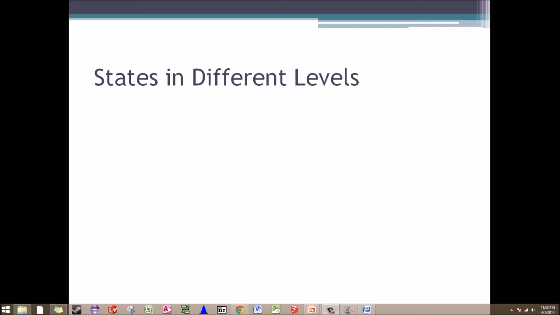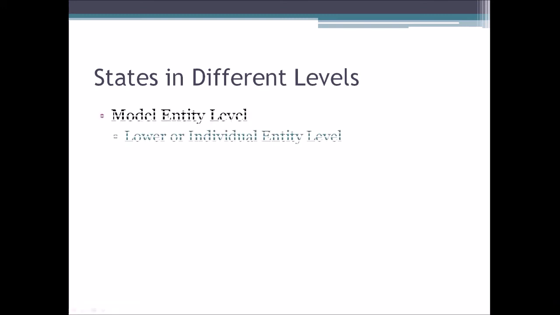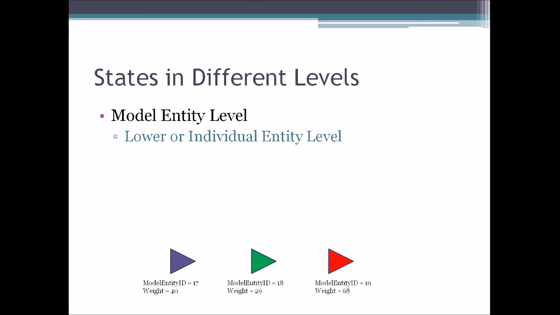You can create states in different levels of Simio. The first level that I'm going to discuss is the model entity level. This is the lower level, or the level where the user is looking at each individual entity. For example, let's say that we have different entities with their own unique model entity states. The model entity ID is an inherited state that is automatically assigned by Simio, and the weight is a non-inherited state created by the user.